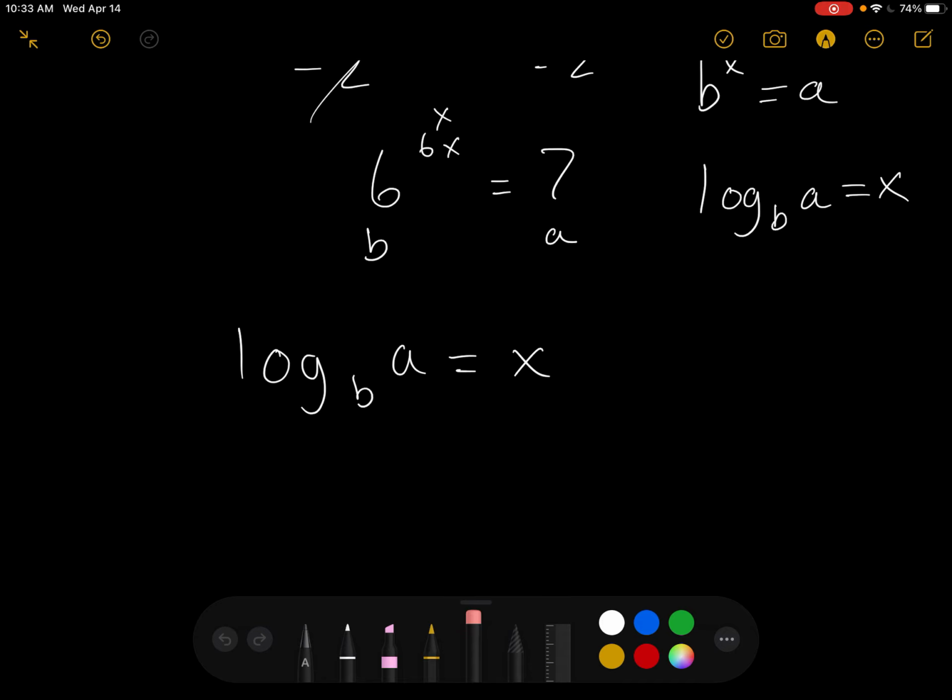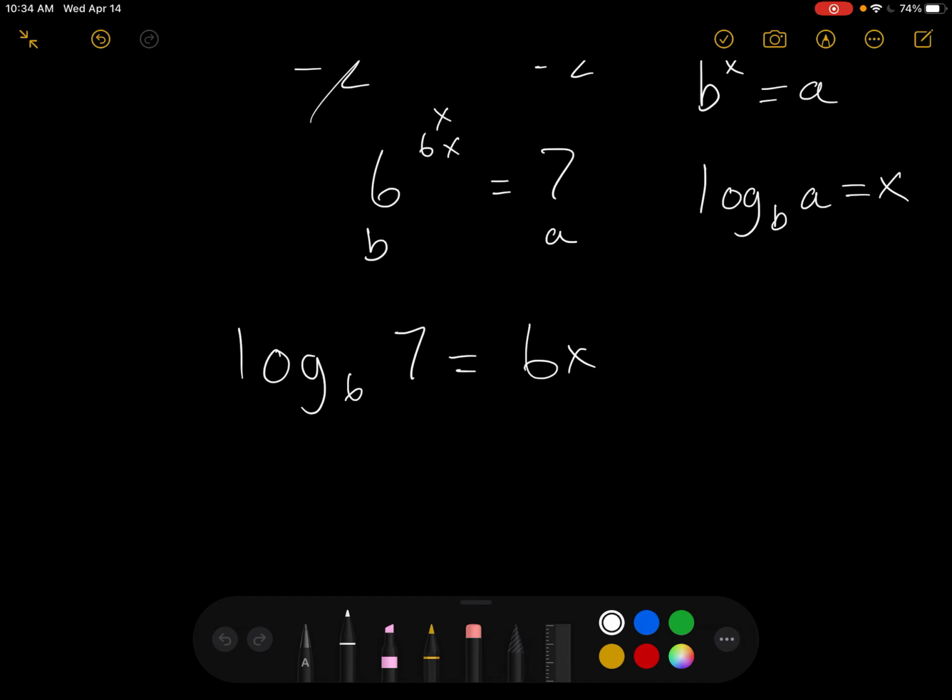If it helps you to label things, please do that. It'll make it easier. So I'm going to replace this b with 6, right? Because I know that b is 6. So I'm going to write my base is 6. I'm going to change this a, and I know that a is 7, so that's what I'm going to write in its place. And then I'm going to change x with x. That's what my x is, right? So now I have log base 6 of 7 is equal to x.